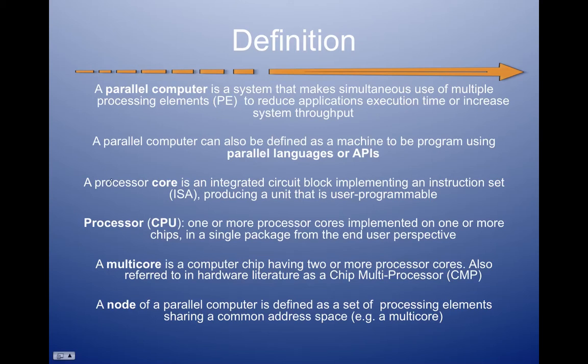A processor core is an integrated circuit block implementing an instruction set, producing a unit that is user programmable. A processor CPU is one or more cores implemented in one package from the user's point of view. A multi-core is a computer chip having two or more cores. You can also see it referred to as CMP in the literature. And a node of a parallel computer is defined as a set of processing elements sharing a common address space. Typically, a node can be a multi-core.